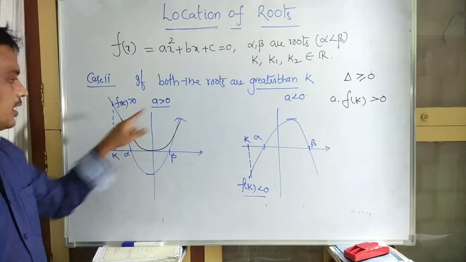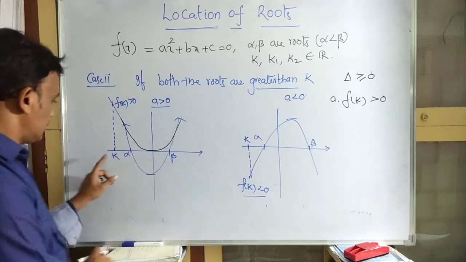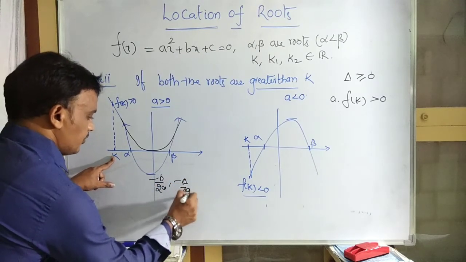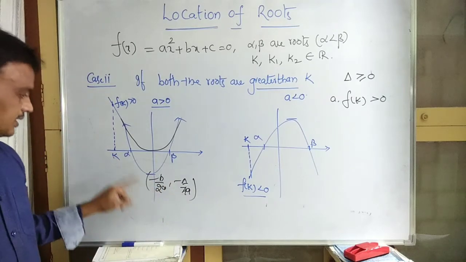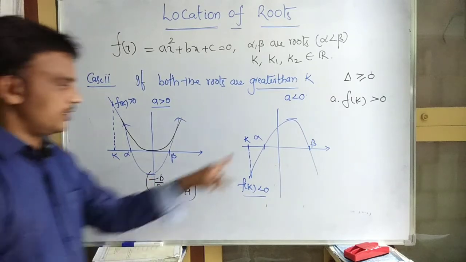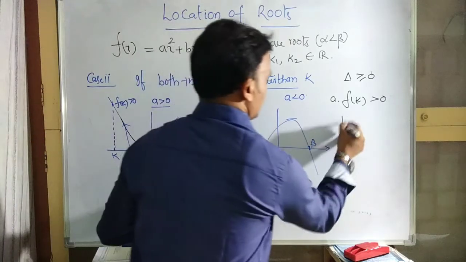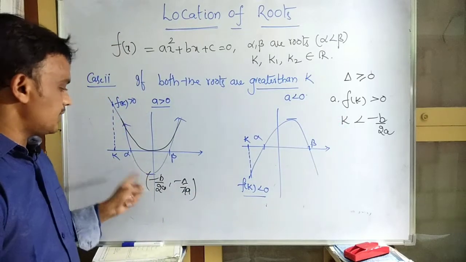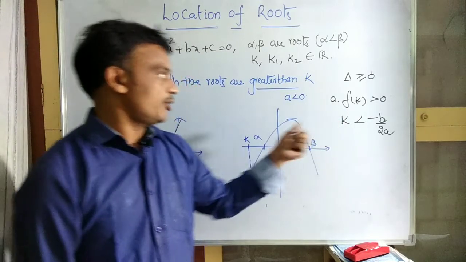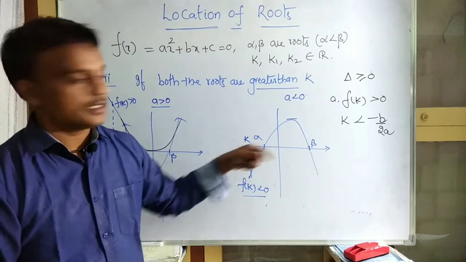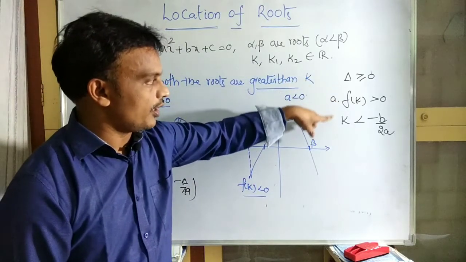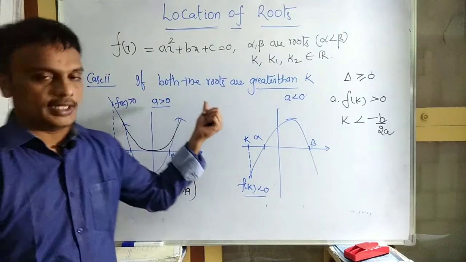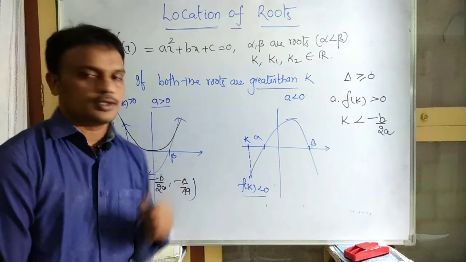f of k is greater than 0. And of course, k, this is the vertex, minus b by 2a, minus delta by 4a. In this case, k is less than minus b by 2a. Here also, k is less than minus b by 2a. All those three conditions. Here k is less than minus b by 2a. So finally, whenever we get this type of problem, we can take the condition as the intersection of all those three. Finally, we will get the solution of that particular problem. Okay, come on students, make a note.